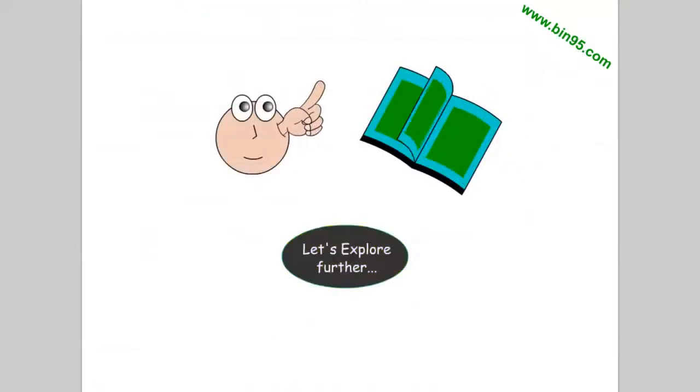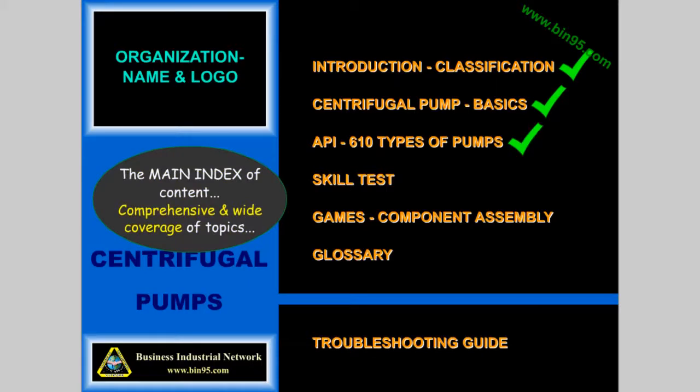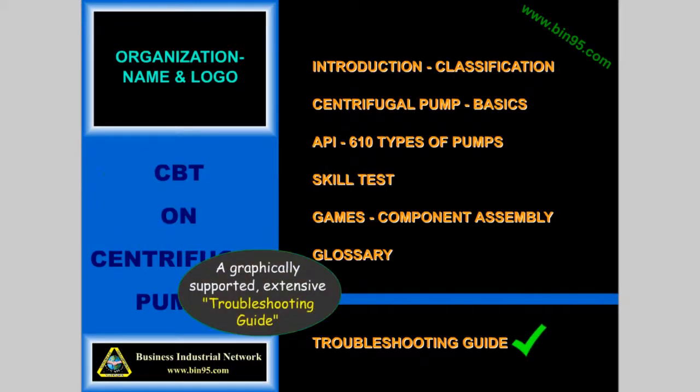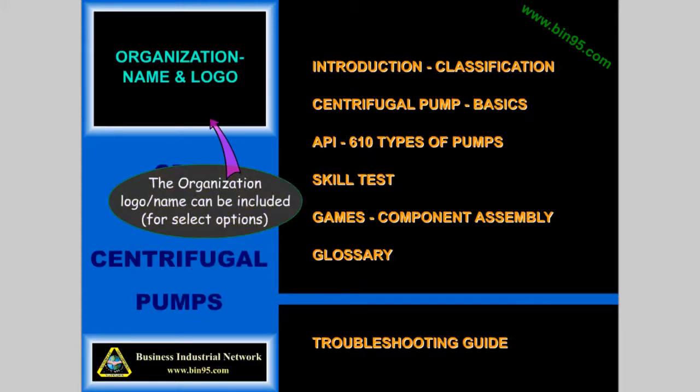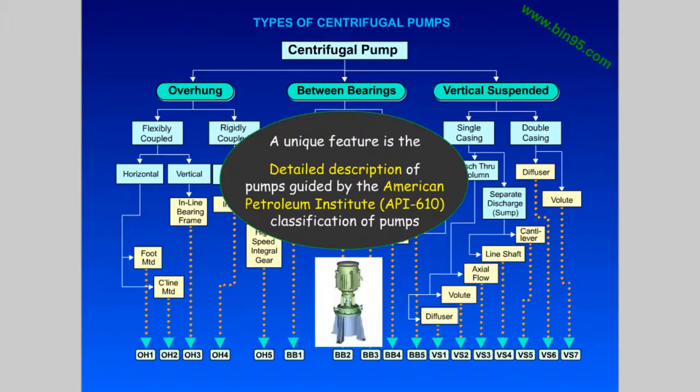Let's explore further. The main index of content. Comprehensive and wide coverage of topics. A graphically supported, extensive troubleshooting guide. The organization logo and name can be included. A unique feature is the detailed description of pumps, guided by the API 610 classification.